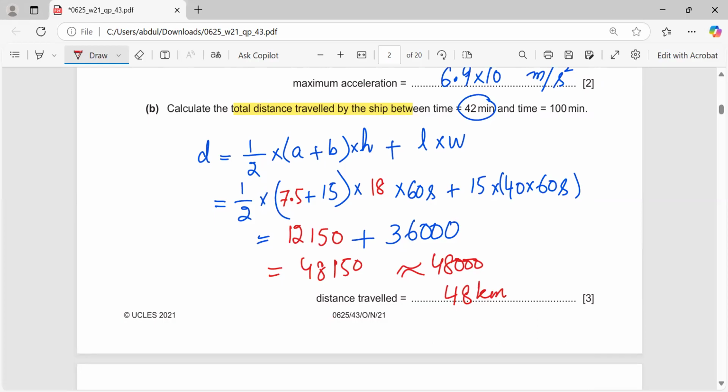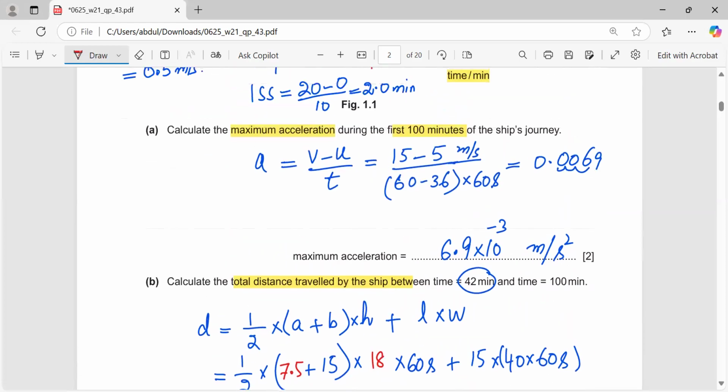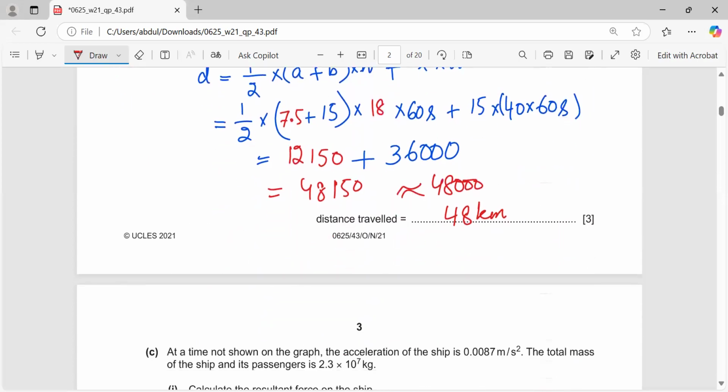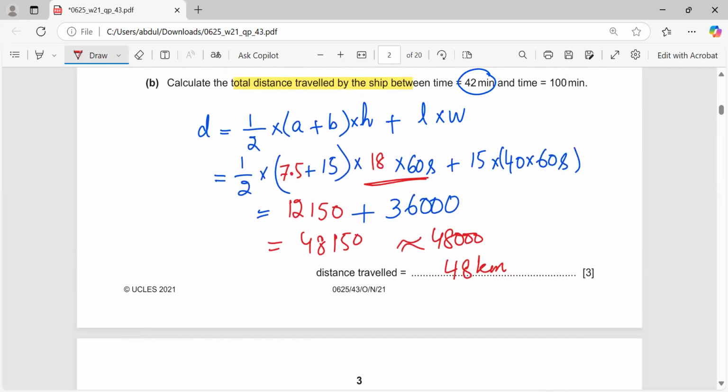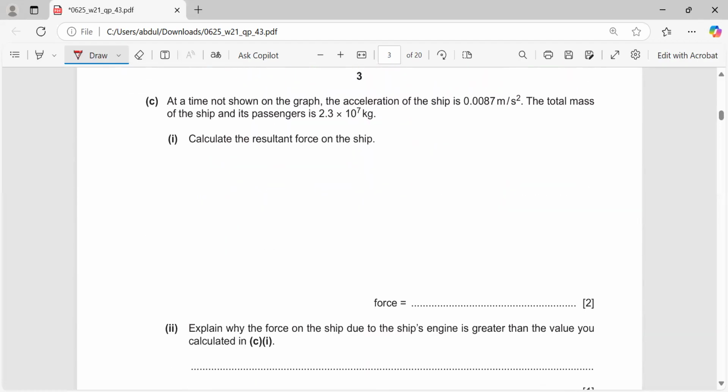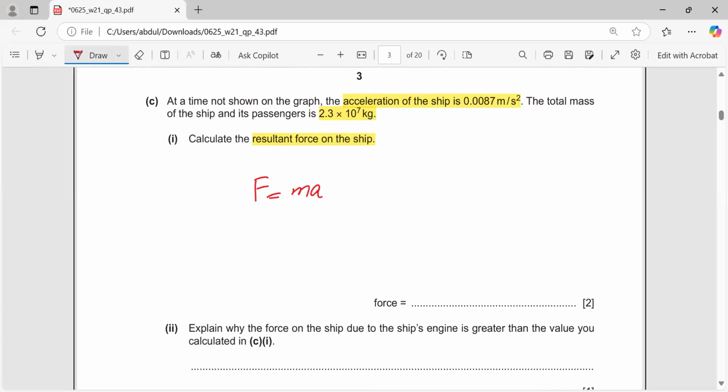And be very careful. The time is in minutes. For the correct values, you are supposed to convert from minutes to seconds. And that's what we did here as well as here. Now, this is very simple. Now, at a time not shown on the graph, the acceleration of the ship is this. The total mass of the ship and the passengers is this. Calculate the resultant force on the ship. Very simple question. F is equal to MA.